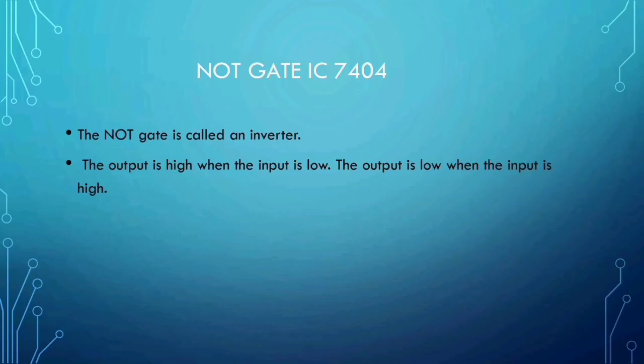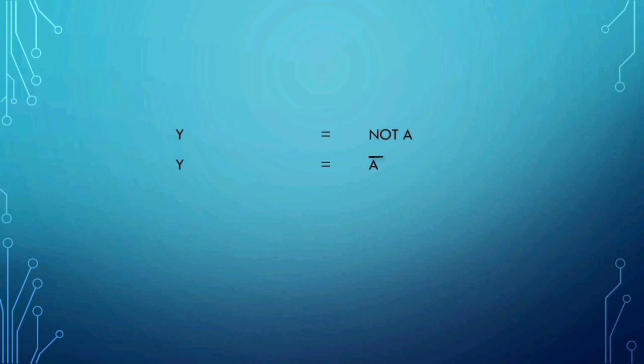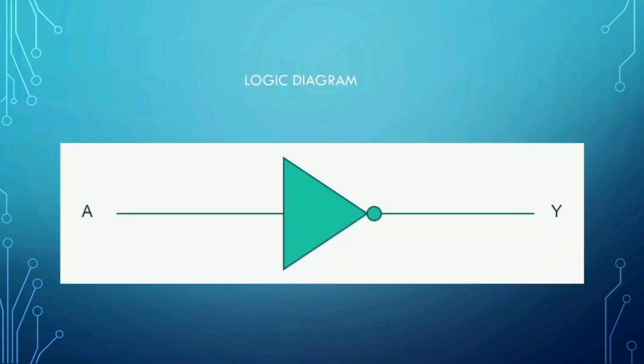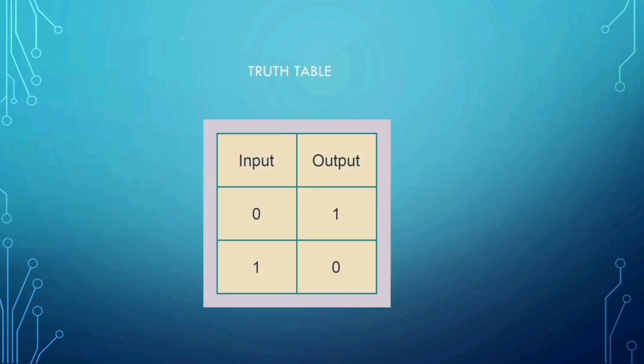NOT gate IC7404. The NOT gate is called an inverter. The output is high when the input is low. The output is low when the input is high. Formula for NOT gate. Logic diagram for NOT gate. Here the NOT gate has only one input and one output. Truth table for NOT gate.